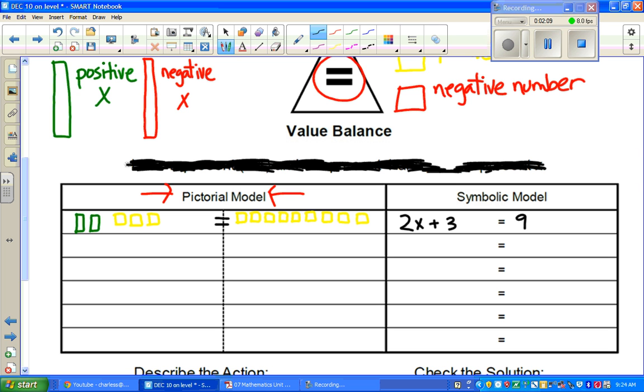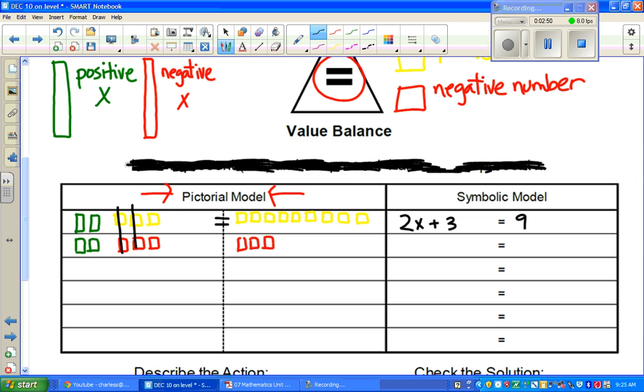Now, the first thing we need to do is get all of our numbers on one side and all of our x's on one side. So if you can see, we have 2x plus 3 on one side and 9 on the other side. So what we're going to do is move the 3 to the other side. But in math, we have to do the same thing to both sides. So if we added 3 to the left, we need to subtract 3 so we can have 3 zero pair to take care of the 3 on that side. But we also need to subtract 3 from the right-hand side. So we're going to draw 3 red squares on both sides of the equals.